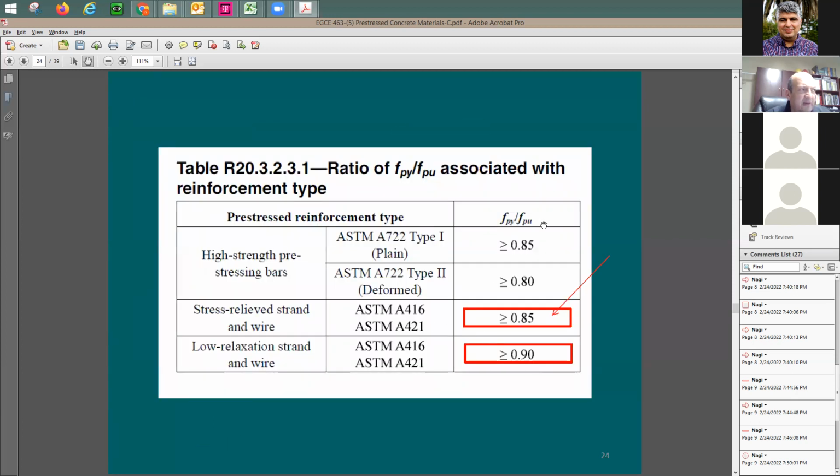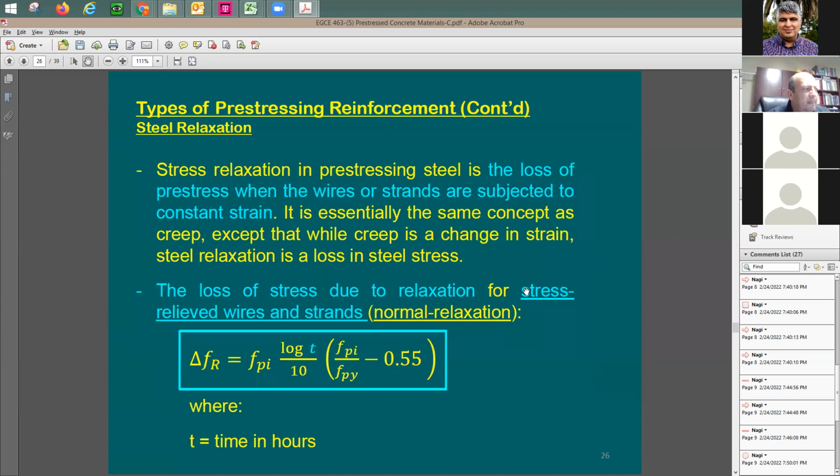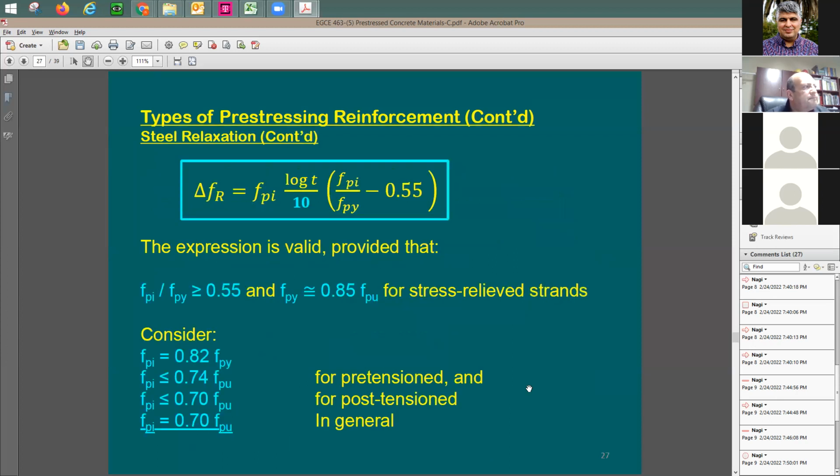This FPY divided by FPU is 0.85 for the stress relief. For the low relaxation, it's going to be 0.9. Is this important here? I'm going to say, yeah, think about 0.85 minus 0.55 versus 0.9. Which one is going to be keeping the stress more? Well, this is going to be an issue, right? We need to be careful about this.